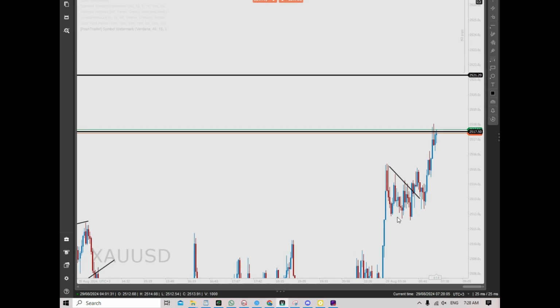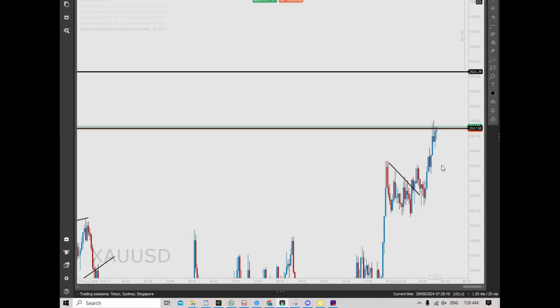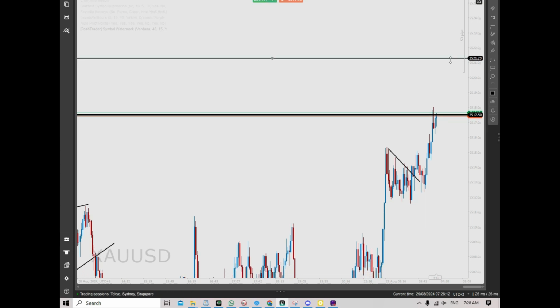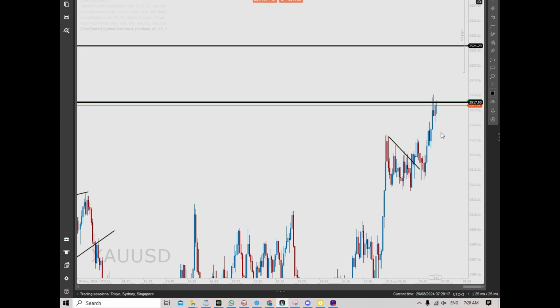Hi guys, this is gold and it's already made itself to first TP, which is where I spotted it. And I also think it's gonna head here to the second TP. The only problem I have is finding an entry basically.